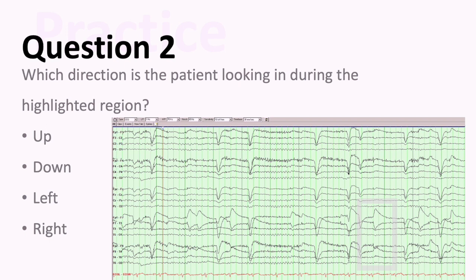Question 2. Which direction is the patient looking during the highlighted region? So we look down where the box is here. Which direction do you think this patient's looking, left or right? If you said left, you would be correct.